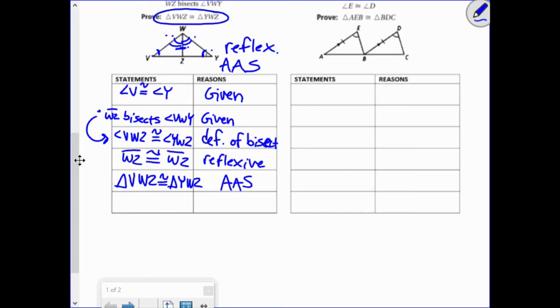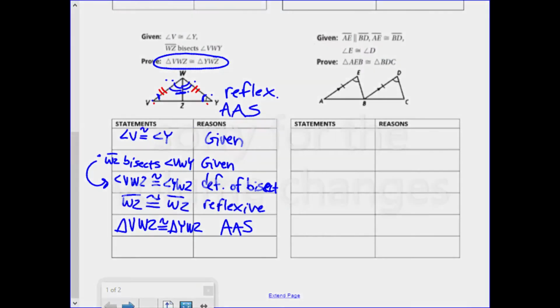Now, the other way that you guys could have gone with this proof, and it's totally up to you, both of the proofs would be acceptable. You could also notice that the full triangle VWY, you could use the isosceles property because you have two congruent angles. These two angles are congruent, so if you have two congruent base angles, you could say that you have two congruent sides. So you guys could have also gone in the direction of angle side angle if you chose to use the base angles theorem.